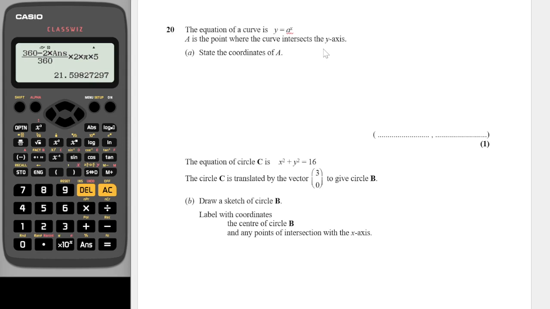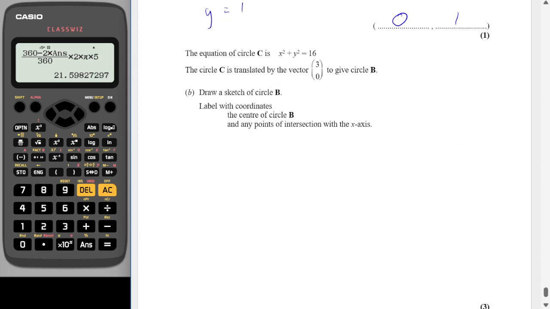Okay, question 20. The equation of a curve is y is equal to a to the power x. A is the point where the curve crosses the y-axis. So state the coordinate of A. So in effect, for it to cross the y-axis, x must be equal to 0. And if we think about y being equal to a to the power 0, a to the power 0 is 1. So y would be 1. So it would cross at 0, 1.